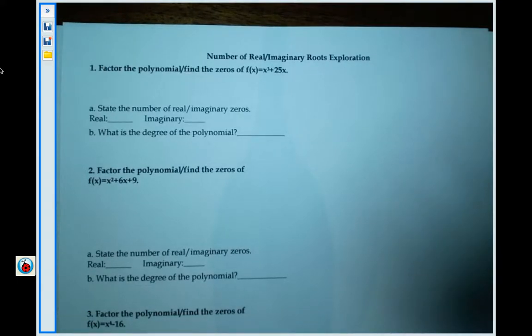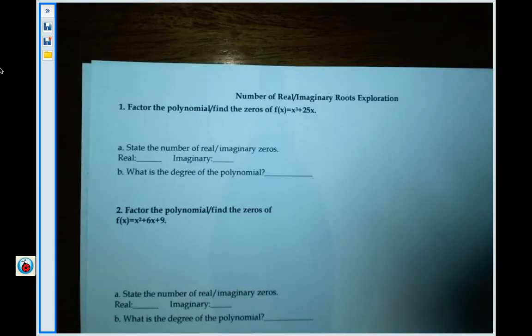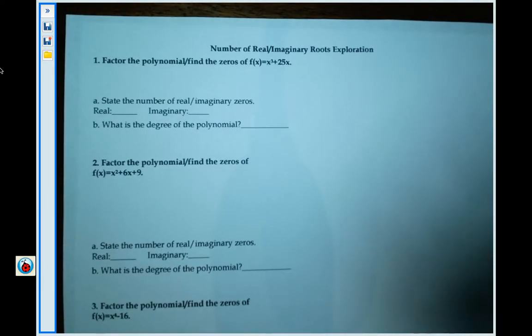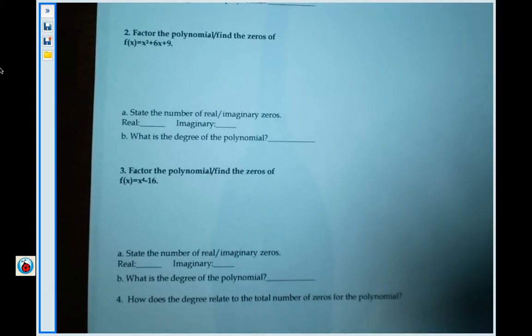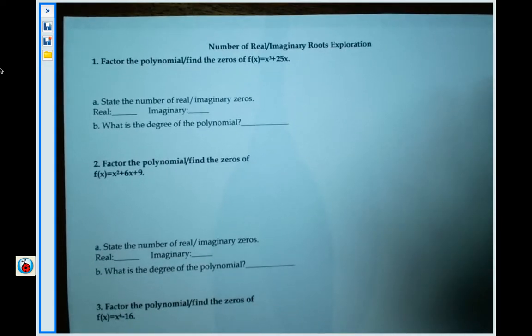Hello, hello, hello. So today we are going to be finding how many real and imaginary roots each of these lovely polynomials have that I have below, which is actually an activity that we're going to do in class together. But the first three on here, so 1, 2, and 3, do need to go in your handy dandy notebook. So even though it is an exploratory activity, we will be writing these in our handy dandy notebook.